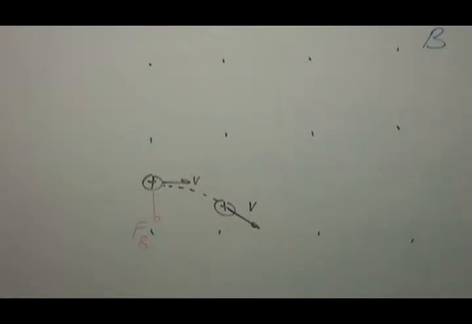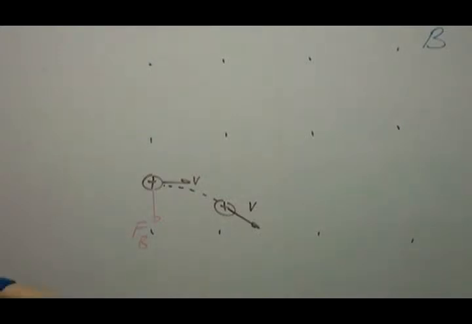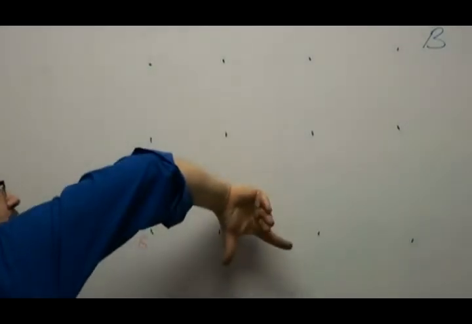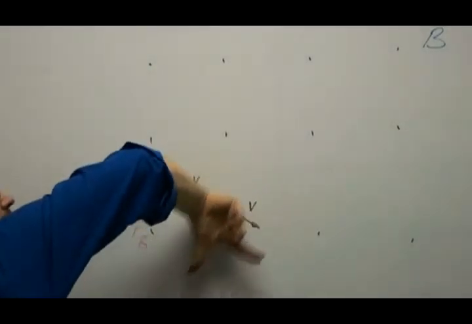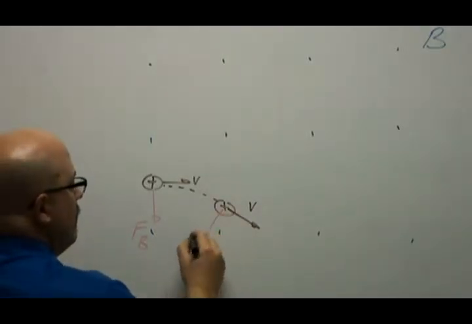Now everybody, tell me, what's the direction of the force now? Is it still down? It'd be up to the right. It would be 90 degrees, perpendicular. Velocity's this way, B field's out, so the force is going to be down this way. And so on and so on, making a circle.